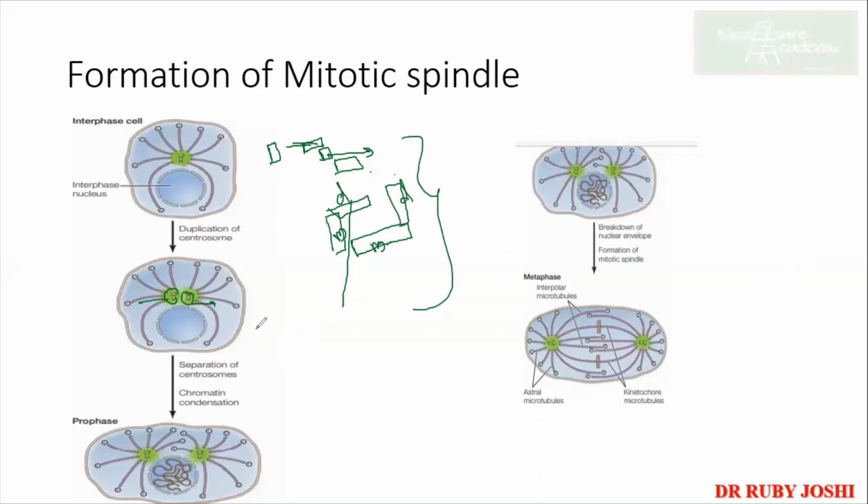Okay, now coming over here. Your chromatin will start condensing and it will result in the formation of the chromosome. And eventually you can see the cell membrane is also extending, right? So everything is getting duplicated.